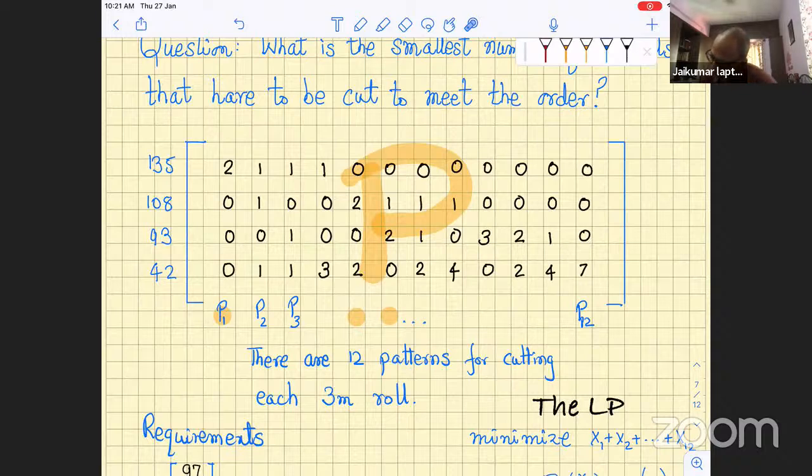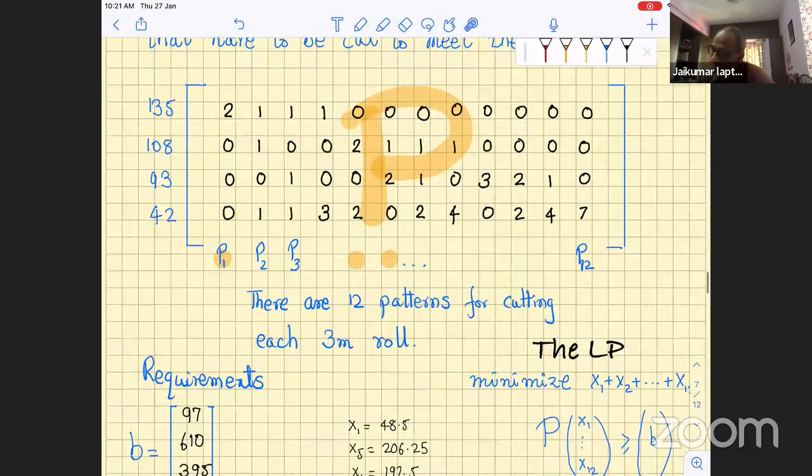For example, if you look at this particular column, 2 times 108 is 216, and this is 84. So if I'm not mistaken, this column has no waste. I hope I'm adding it correctly. So there are 12 patterns for cutting this.